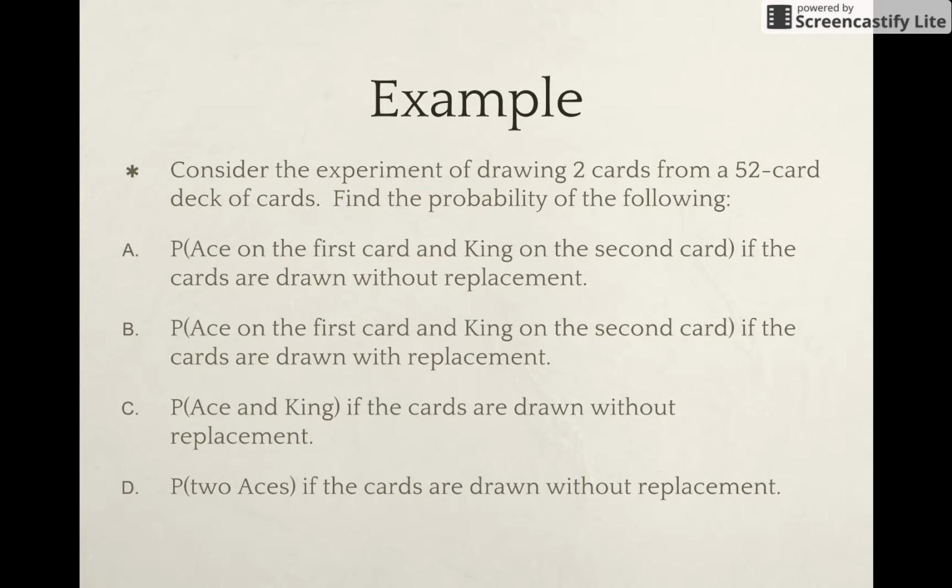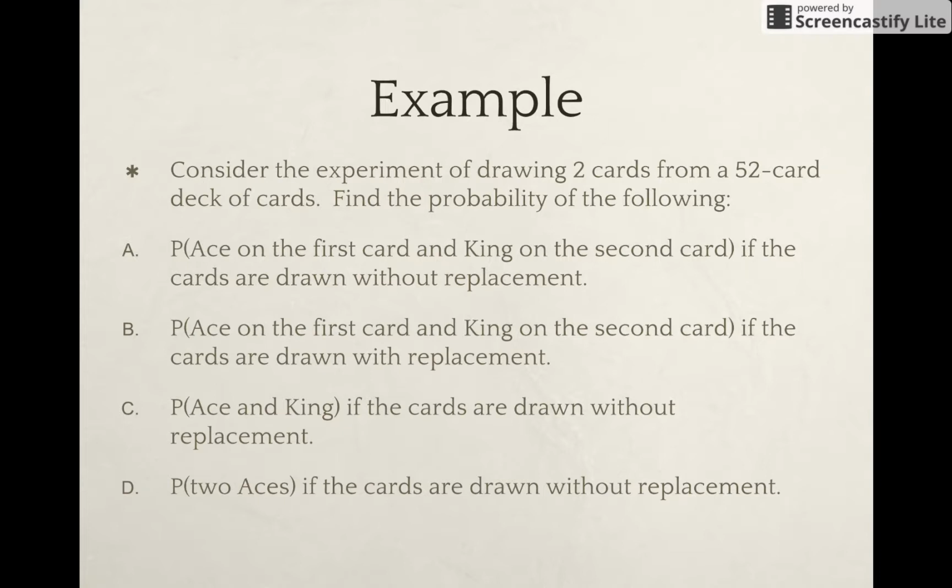This language of without replacement is indicating that we select the card and we aren't putting it back into the deck. Once we remove a card, it's out. Part B will be finding the probability of selecting an ace on the first draw and a king on the second draw. In this case, we're going to be selecting with replacement.